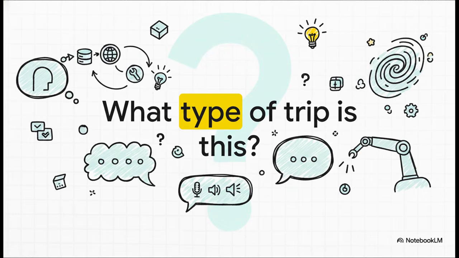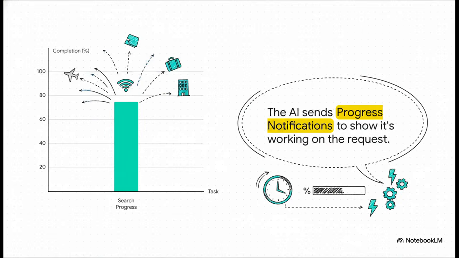And because it's a stateful conversation, meaning it remembers what's happened, the AI knows it still needs more info, so it follows up, asking for the trip type. This kind of multi-turn dialogue is absolutely critical for handling complex jobs that you just can't solve with a single command.